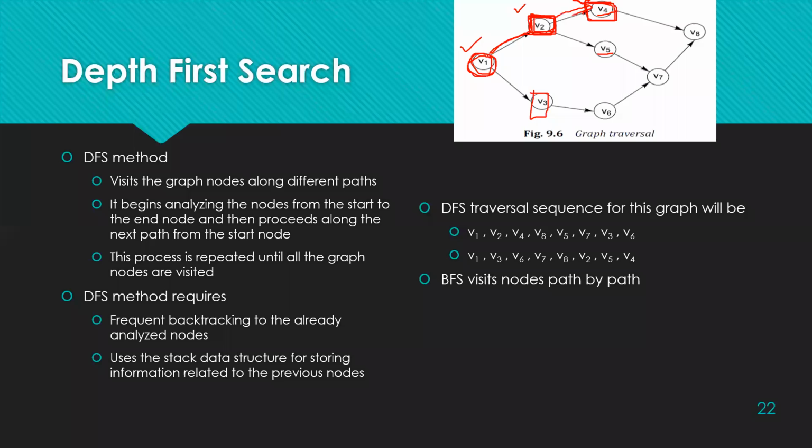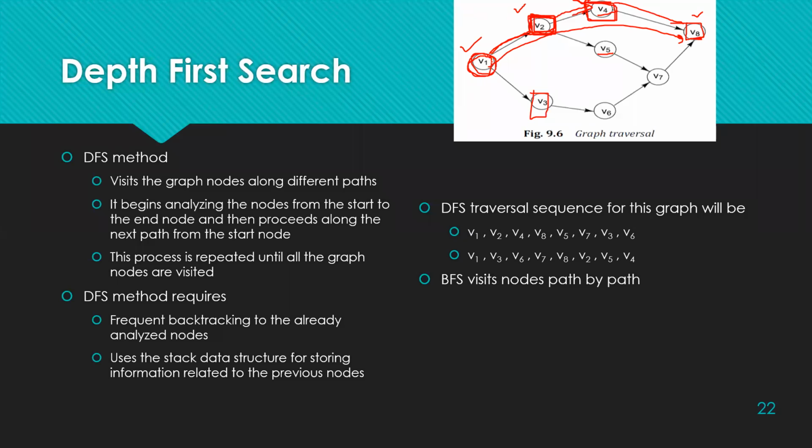So for V4, who are the neighbors? In this case, only V8 is the neighbor. So I jump to V8. After V8, you can see that there are no neighbors. So this is the end of this path.